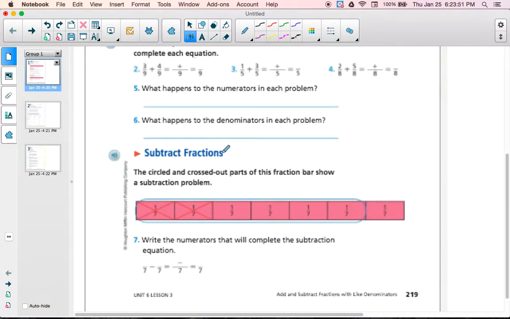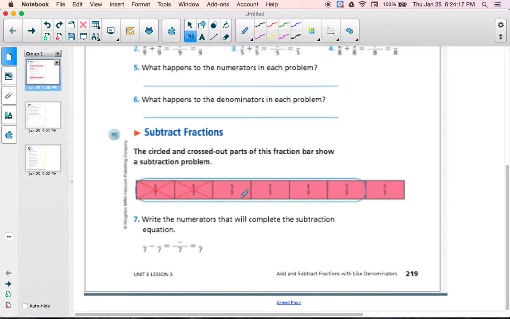Now let's look at subtracting fractions. We have that same fraction bar. It's been divided into sevenths. But I noticed that 6 sevenths have been circled right here. 1, 2, 3, 4, 5, 6. And 2 sevenths have been crossed out. So 6 sevenths minus 2 sevenths is 4 sevenths. 1, 2, 3, 4. That's the model.